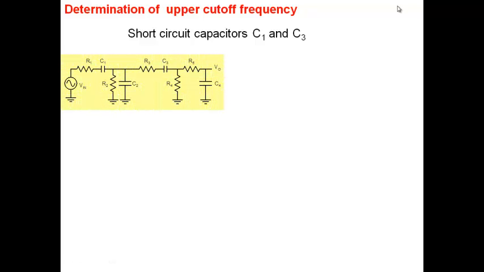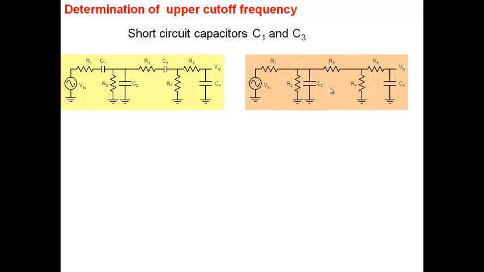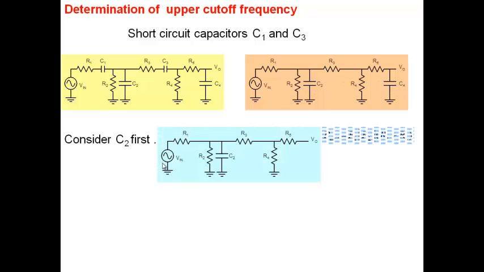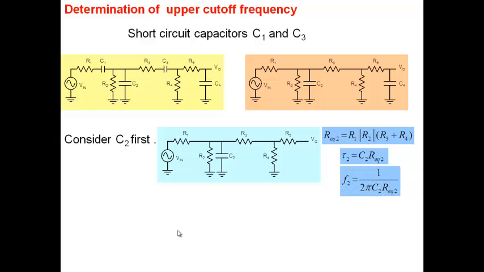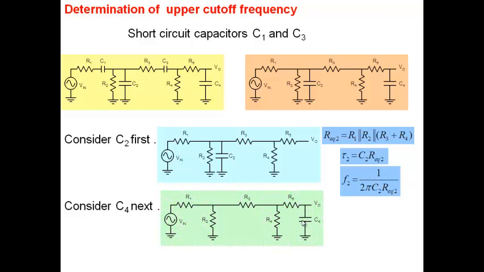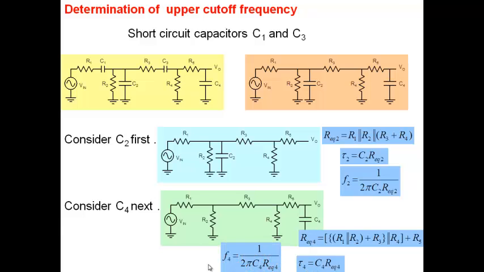For the upper cutoff frequency, what we'll do is short C1 and C3 now, and so we'll be left with only C2 and C4. Now for the upper cutoff frequency, the approach is open circuit. So we'll open circuit C4 and determine the time constant due to C2. Alright, so we have C2 here. I'll skip all that. You determine the equivalent resistance, you determine the time constant, and you get a frequency. Then you consider C4, and when you consider C4, the other one is open. So you get another circuit here, and you determine its time constant, and you get its frequency.